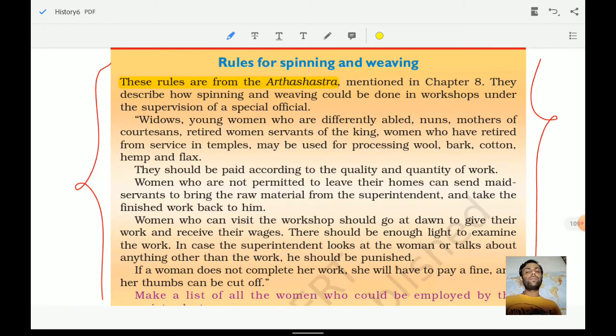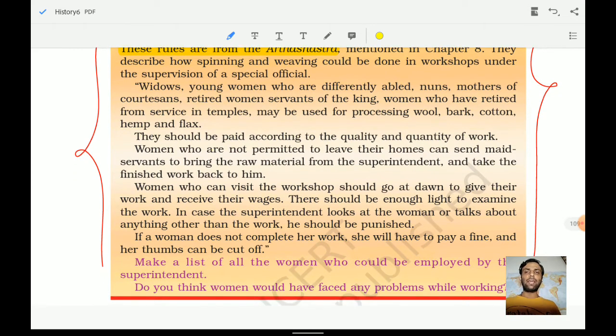So, the rules of spinning and weaving. The Arthashastra has mentioned the rules of spinning and weaving, and it is important to understand them. So let us read this paragraph. Then you would be able to understand what type of rules were prevalent, and whether we also see some subtypes of these rules being followed in today's time as well. So yes, let us understand.